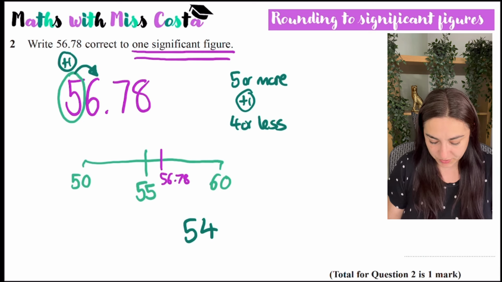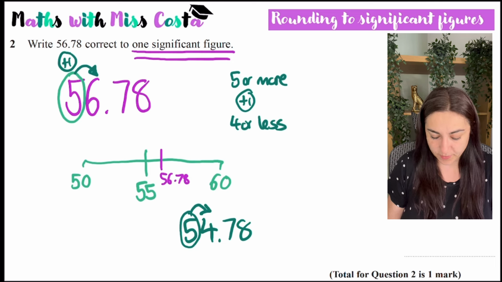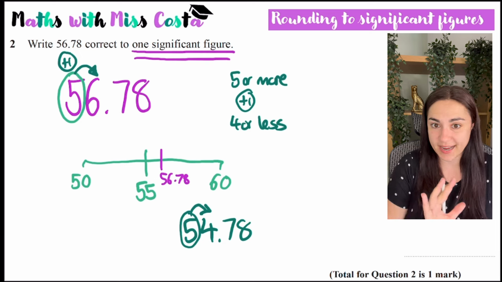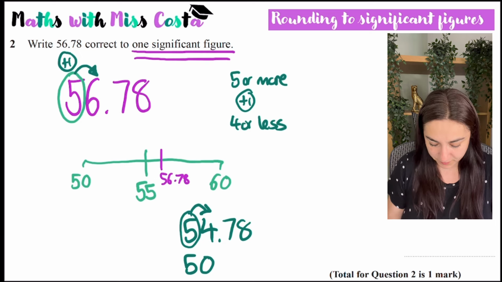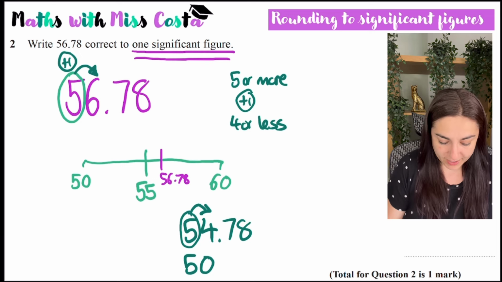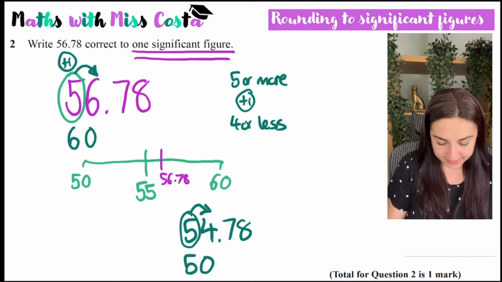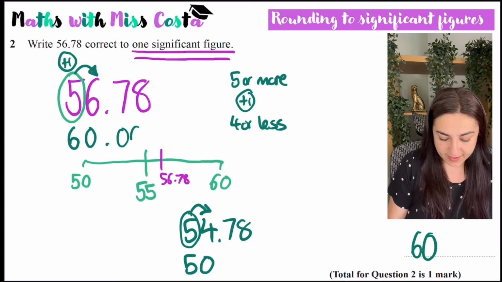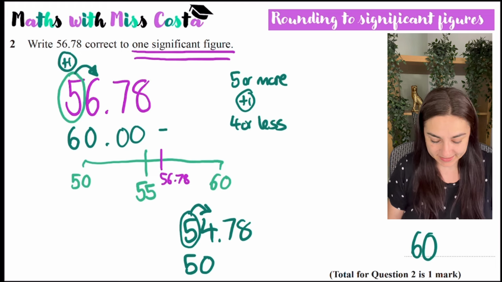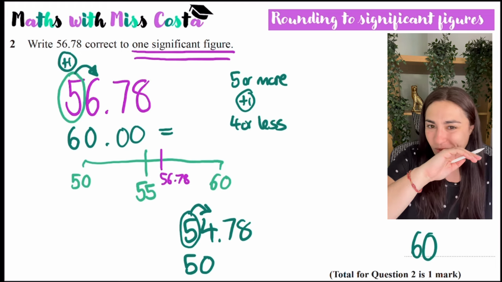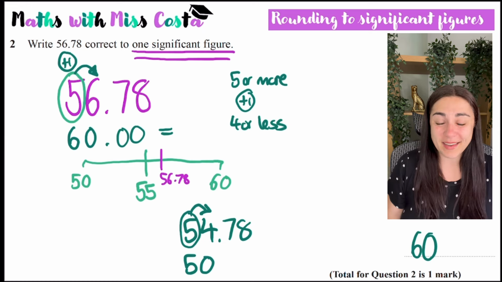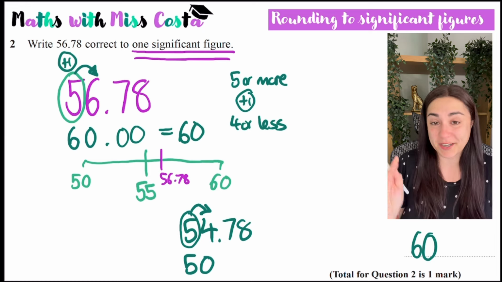So just to show you what it would be if it was 54.78, I circle this, look next door, it's 4, so I ignore it and I round it down. So I turn everything to 0. So that would have been 50. But I add 1 more, so that becomes 60. And you can turn it into 60.00, but 60.00 is exactly the same as 60. So that's why I don't need to worry about that.